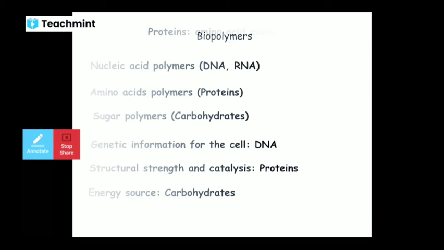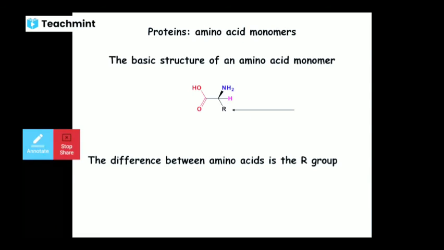Proteins. Amino acid monomers make up proteins. The basic structure of an amino acid monomer is H2N-CHR-COOH. The difference between amino acids is in the R group. When the R group changes, the structure and name also change. There are different types of amino acids in this group.